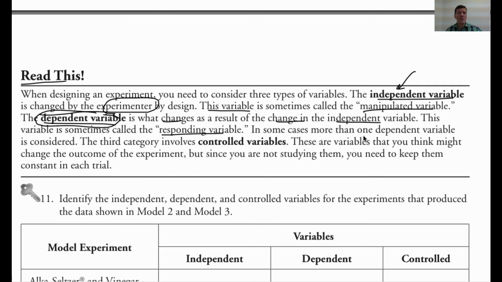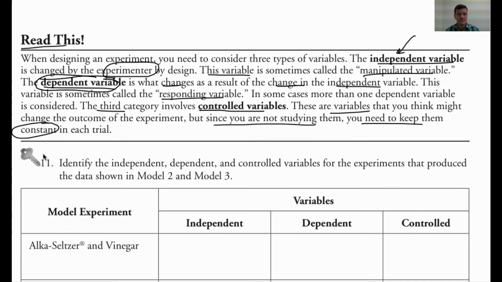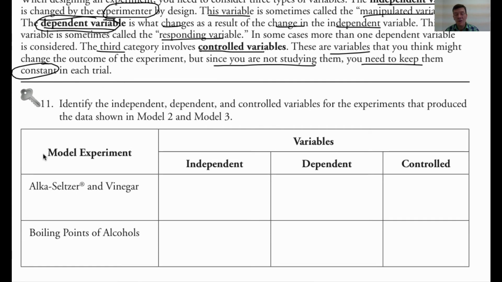In some cases, more than one dependent variable is considered. That can get confusing, by the way, okay? So we're just probably going to focus on one dependent variable. The third category involves controlled variables. Those are the ones that remain constant, okay? Those variables that you think might change the outcome of the experiment, but since you're not studying them, you keep them constant. You force them to stay the same all the time. If you have too many things changing, you don't know what is affecting what or what the relationship is.